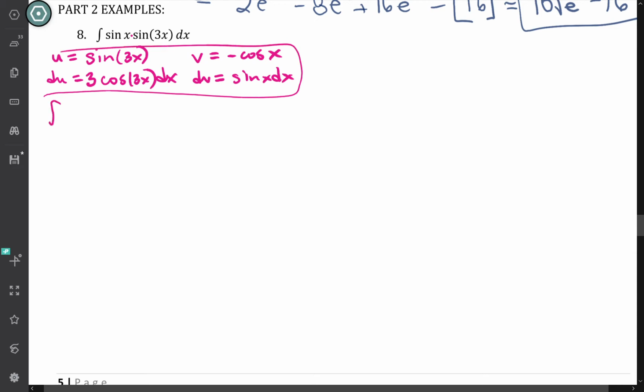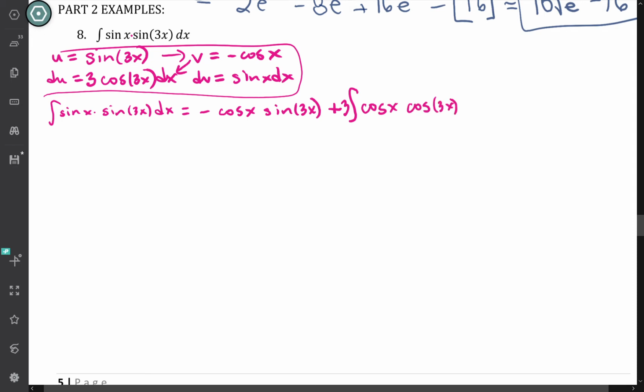Okay, so right now, I know that the integral of sine x sine 3x dx is equal to U times V, so a negative cosine x sine 3x, minus the integral of V du. So there's an extra minus, which will make that a plus. And I'm going to move the 3 out in front. And now I have the integral of cosine x cosine 3x dx.